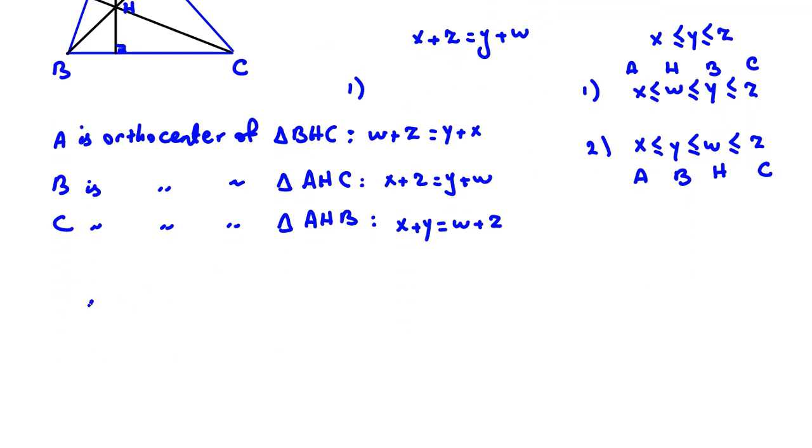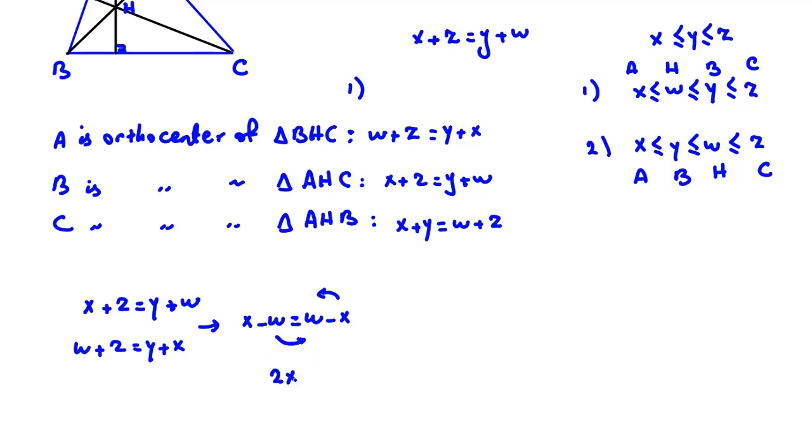So, first one, we know X plus Z equal to Y plus W from the first part, and this part, W plus Z equal to Y plus X. So if we subtract, we can conclude X minus W equal to W minus X. And then if we take this to the left side, this to the right side, 2X equal to 2W, so X equal to W. And when X equal to W, Y equal to Z. Okay, so let's check because of this equation. X equal to W, Y equals Z. So it satisfies all equations.